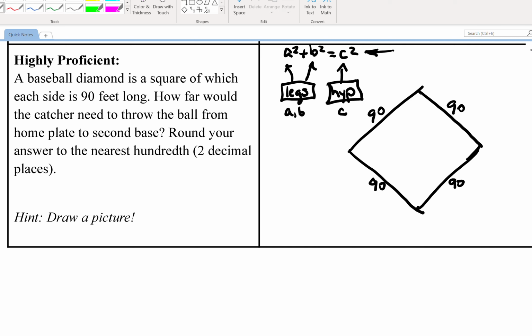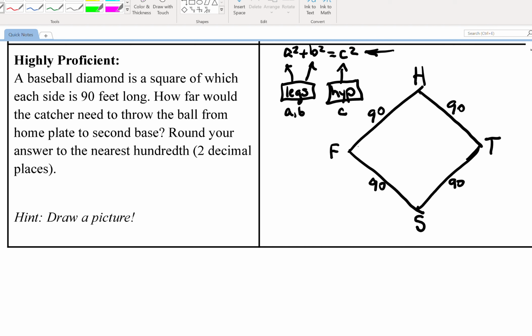How far would the catcher need to throw the ball from home plate? Let's go ahead and label this again. Home plate to second base. I'll put F for first, S for second, and then T for third, and then home. So how far would the catcher need to throw the ball from home plate to second base?